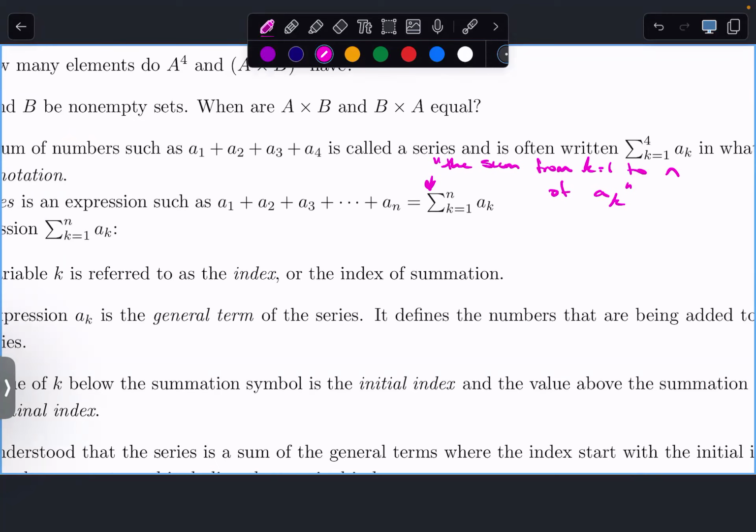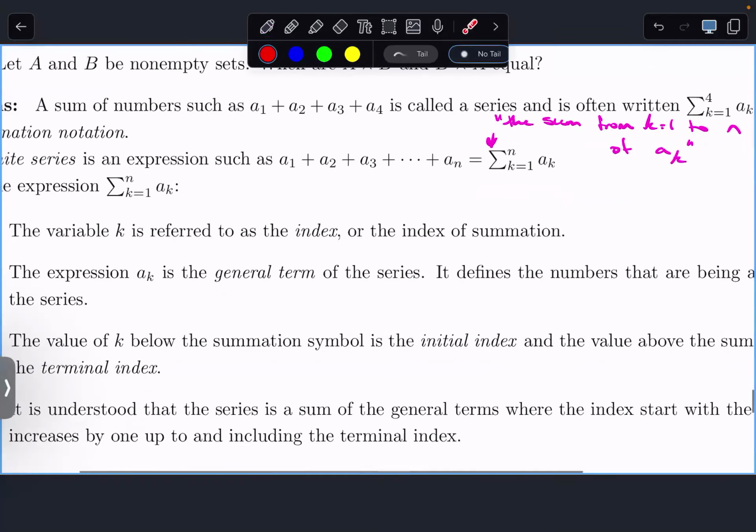So you start and let K be 1, and then you say A1 plus A2 plus A3 plus all the way up to AN. Sometimes we have a place to stop there, and that's nice because then we can evaluate it potentially. But often it just keeps going to some unknown value, N.